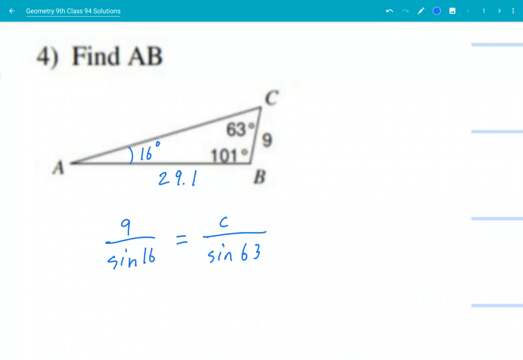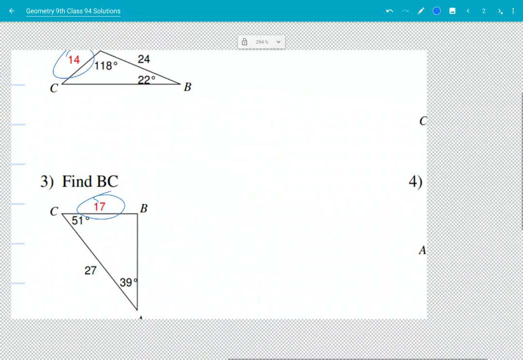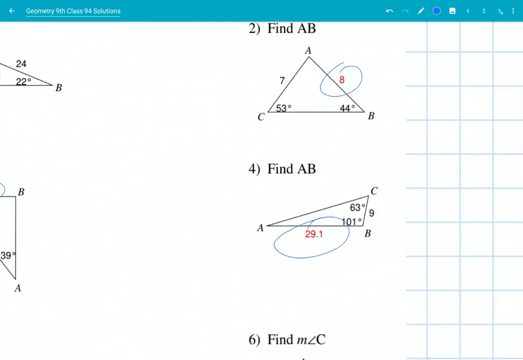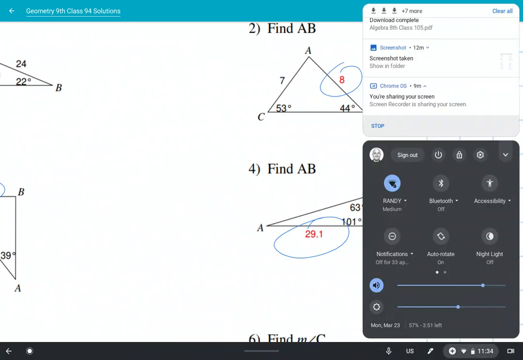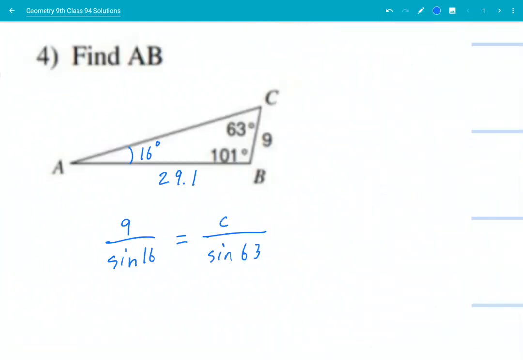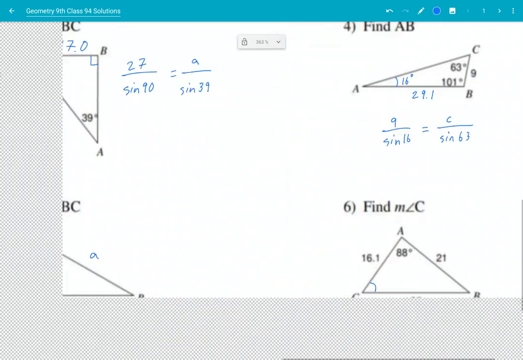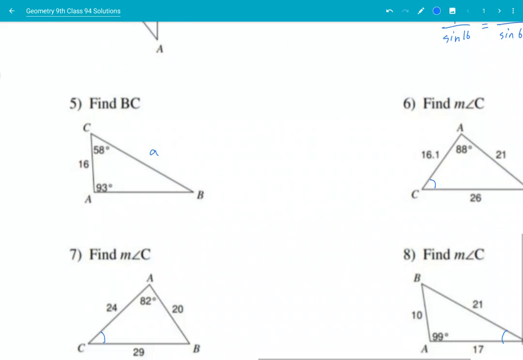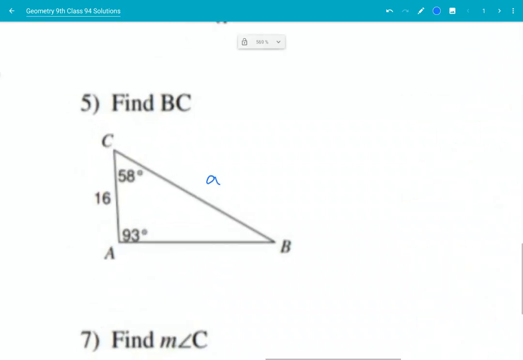Let's corroborate our 29.1. Number 4, 29.1. Nice. Already halfway finished. And let's see how long it's been. It's only been 9 minutes. We're doing good. All right. You could even say that we're more than halfway finished because the last problems will probably go faster than the first 4. Okay, so we need to find the side little a for number 5.